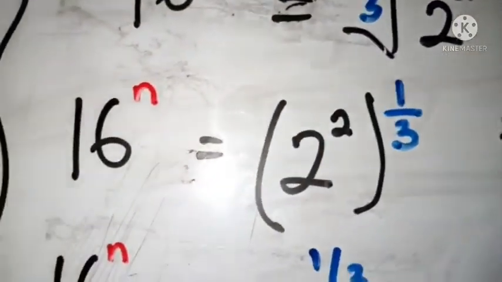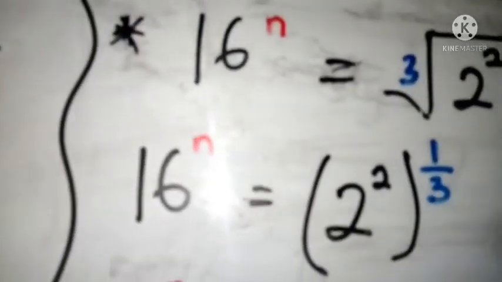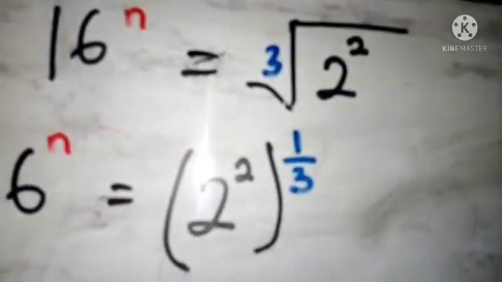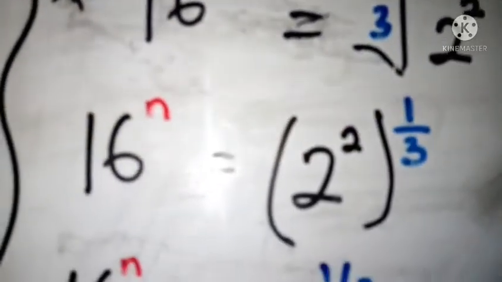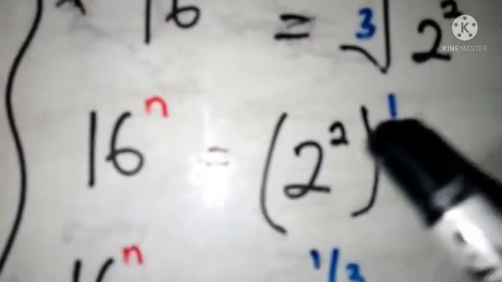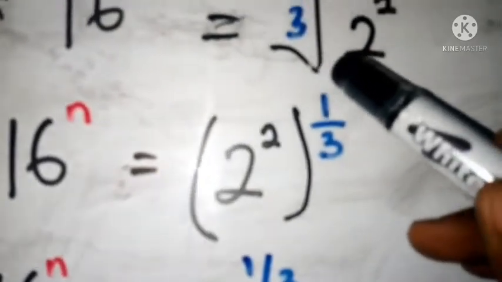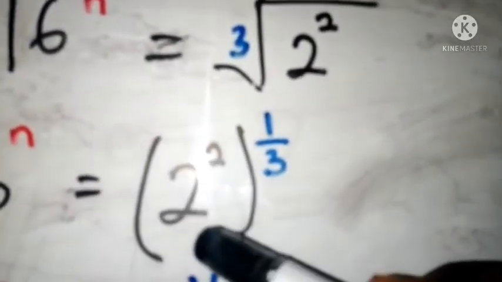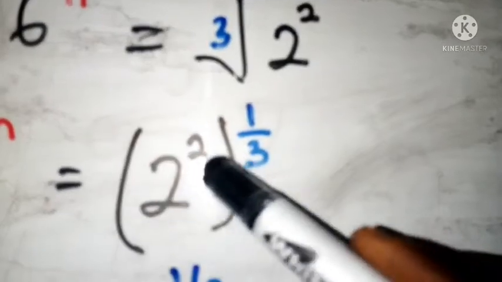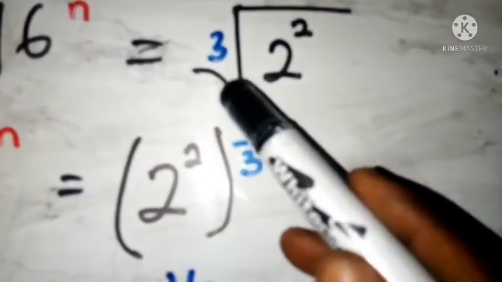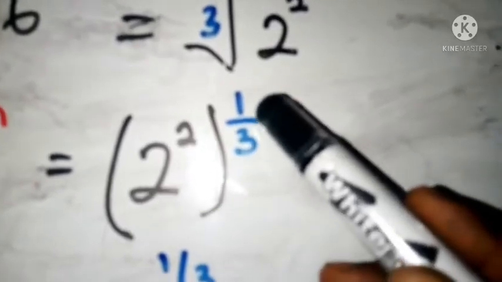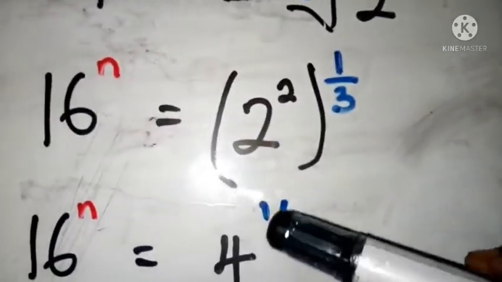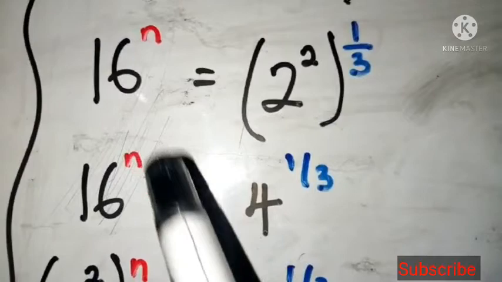Now back to our question. What are we having? We are having 16 exponent n equal to the cubic root of 2 exponent 2. My first step is that I'm not doing anything to this side, so I just write it: under the root sign, we are having 2 raised to the power 2. So this cubic root will then be 1 over 3. Now our aim is to make sure that the numbers here are the same.